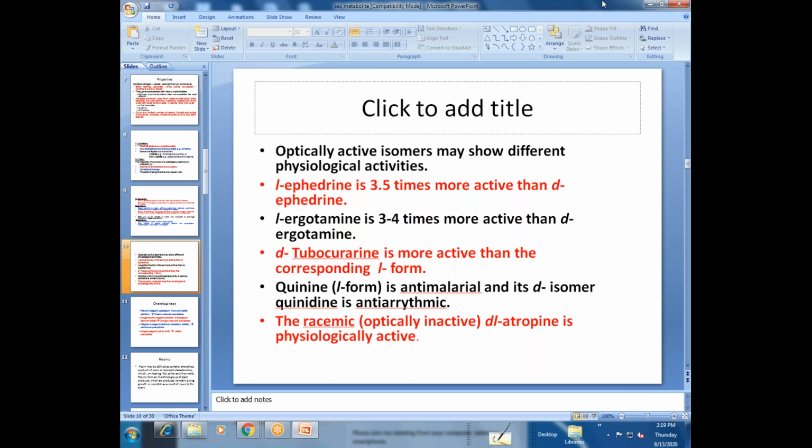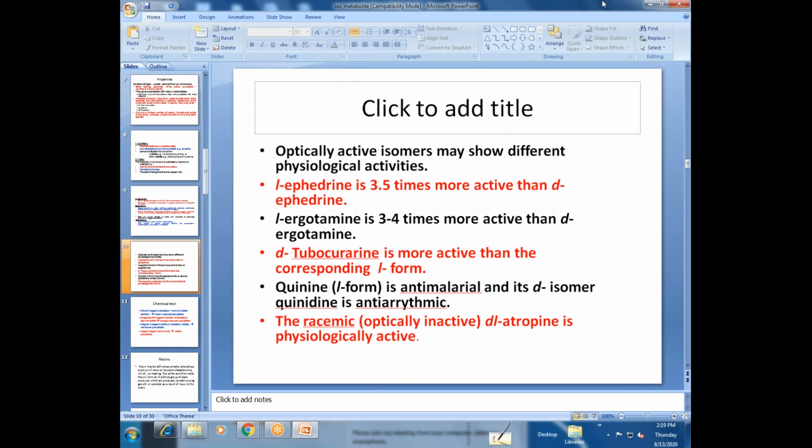These alkaloids occur as optical isomers. This shows different physiological activities. It means these occur in L isomer and D isomer. L means levo and D means dextro. If the plane of the polarized light is turning towards the right, then it is D. If it is turning towards the left, then it is levo.